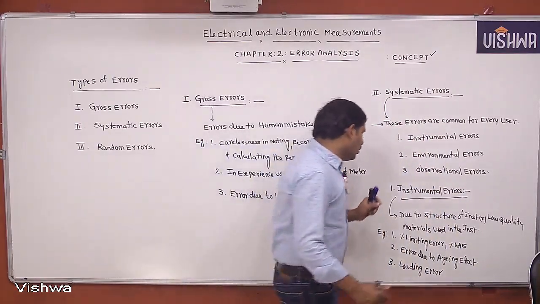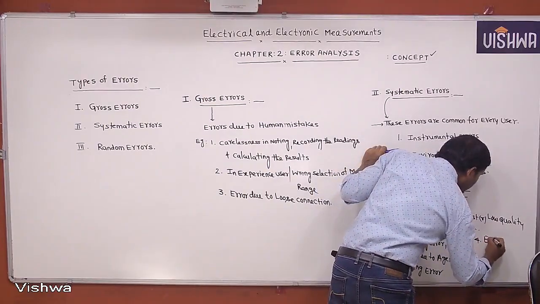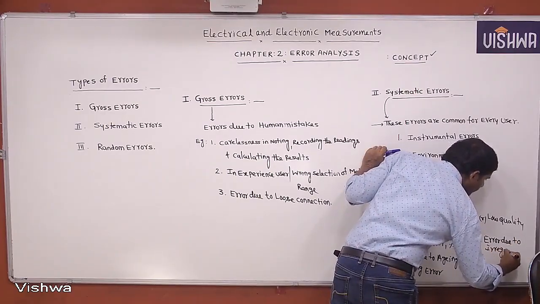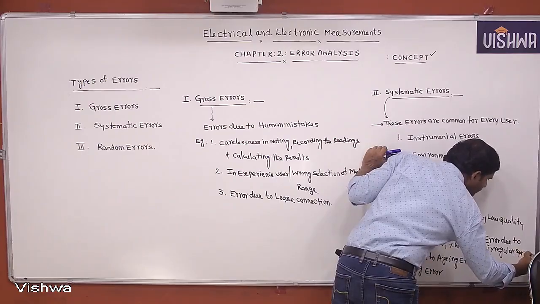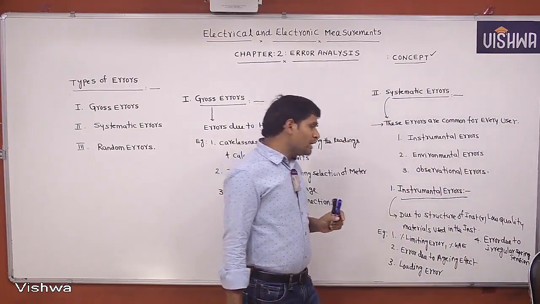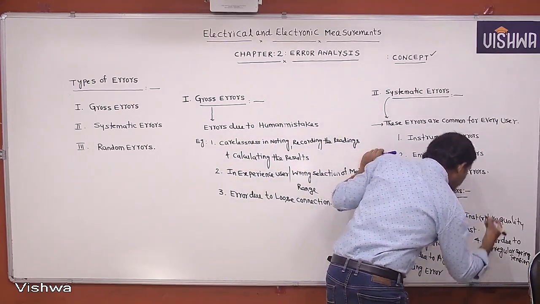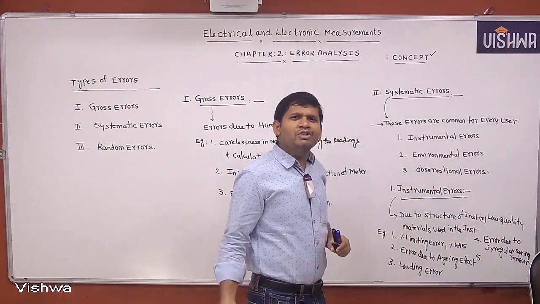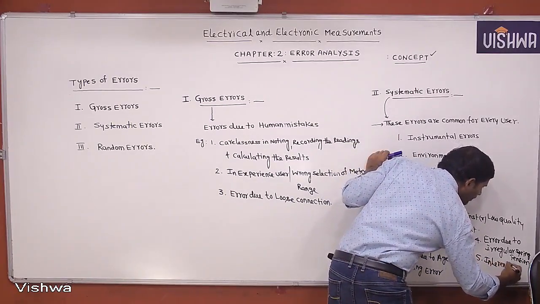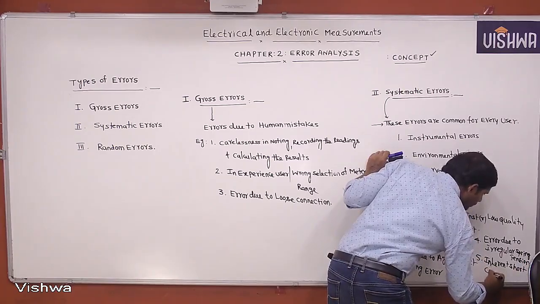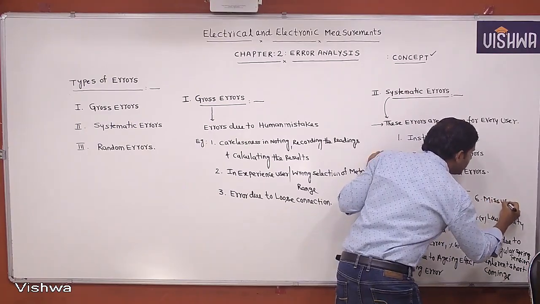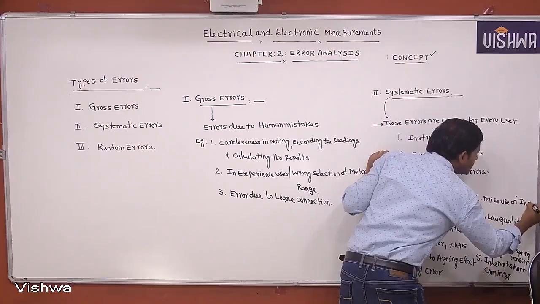Then one more example, error due to irregular spring tension. Irregular spring tension is also instrumental error. One more example is error due to inherent shortcomings. This is mainly due to inherent shortcomings. Inherent shortcomings also come under instrumental error. Sixth one is misuse of instrument. Misuse of instrument also comes under instrumental error.